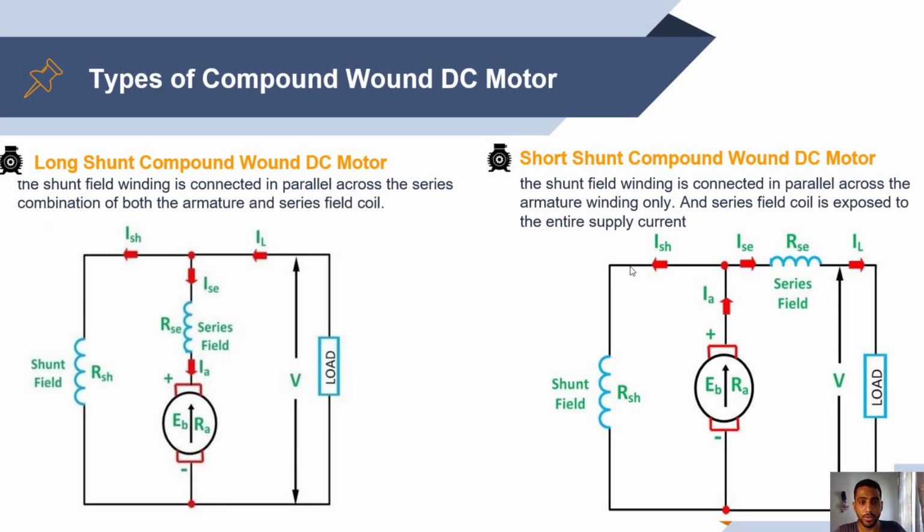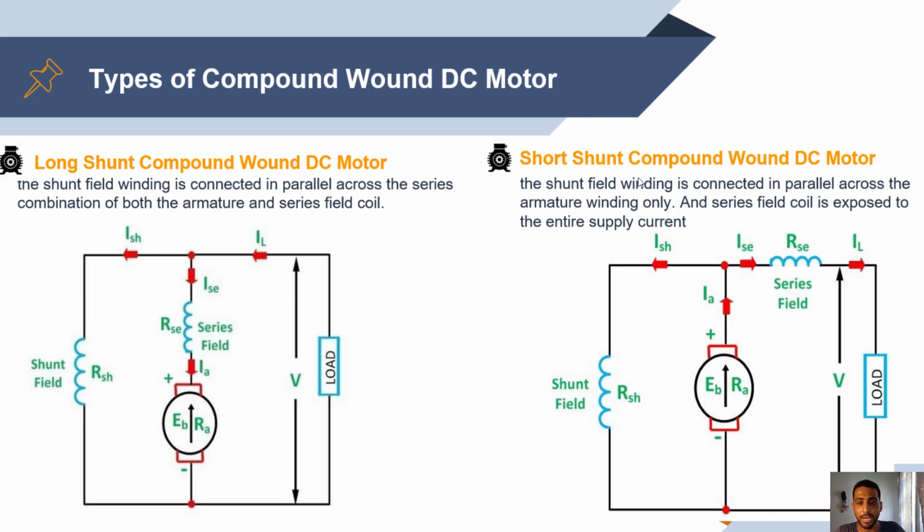There are two types of compound DC motor. The first one is long shunt DC motor, which is the case where the shunt winding is connected across the series combination of both armature and series field. Look into this circuit. This is the shunt field, where a combination of series field and the armature are connected in parallel with it.